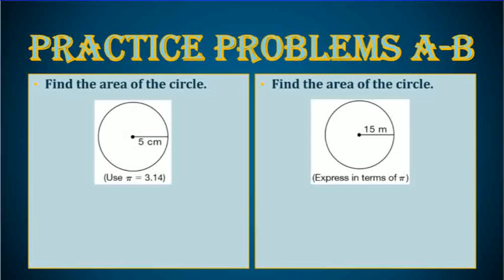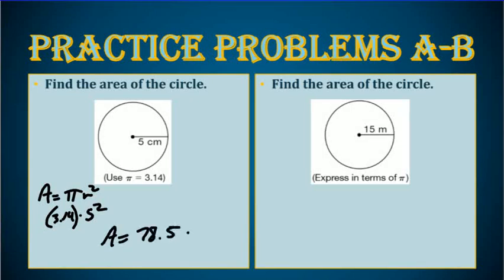Find the area of this circle. And it says to use pi as 3.14. So area equals pi times radius squared. The radius is 5, so 5 squared times 3.14. So we grab our calculator. 3.14 times 25. We would get an area of 78.5 square centimeters.